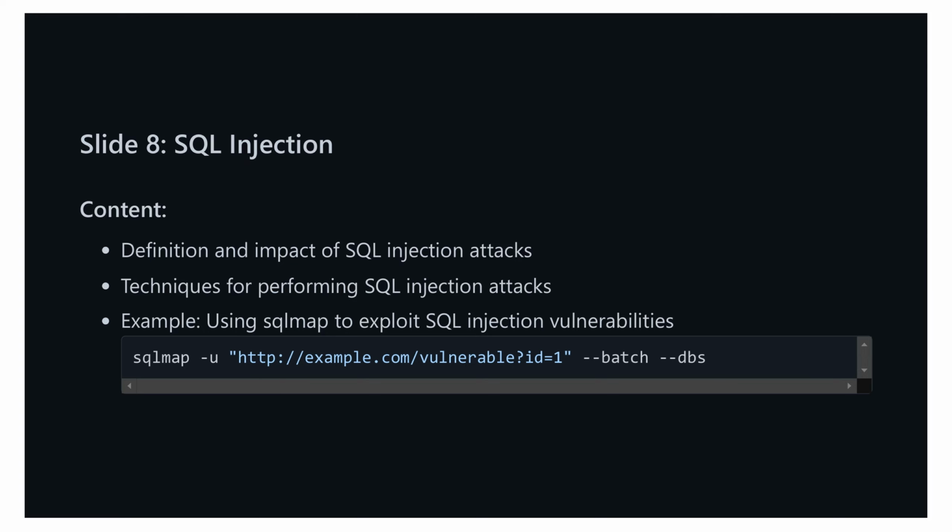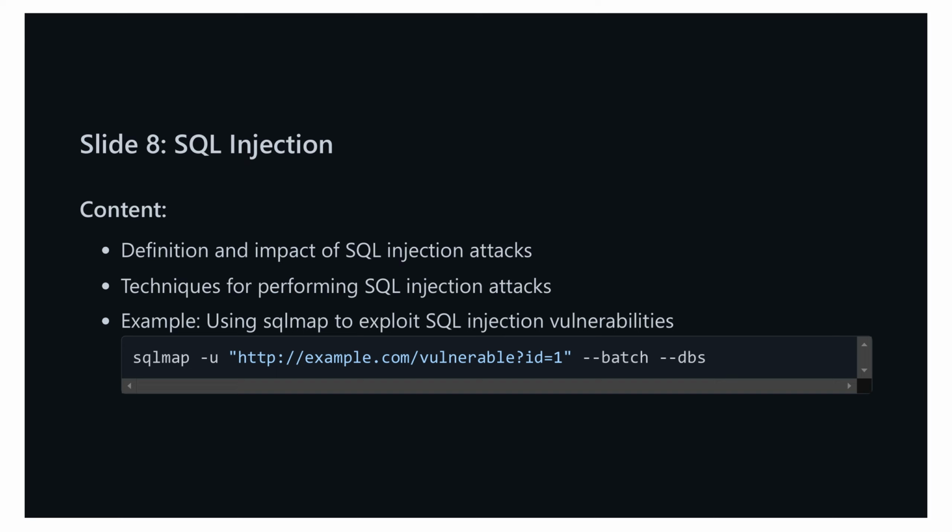Next, let's talk about the techniques for performing SQL injection attacks. Attackers typically look for vulnerabilities in input fields such as login forms, search bars, or URL parameters. By injecting carefully crafted SQL queries, they can bypass authentication checks, extract sensitive data, or manipulate database contents. To illustrate, we'll use an example with a well-known tool called SQLmap.